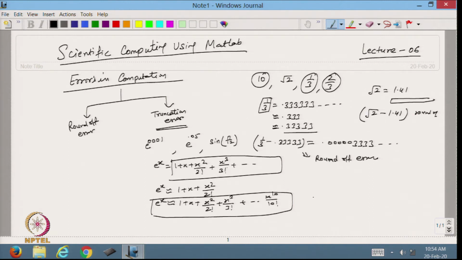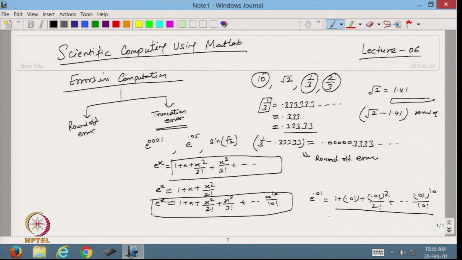Now, suppose I want to find the value of e raised to power 0.01. In this case I will put this value: 1 plus 0.01 plus 0.01 square by 2 factorial, up to 0.01 to the power 10 by 10 factorial. So I am using this polynomial as the value for e raised to power 0.01.